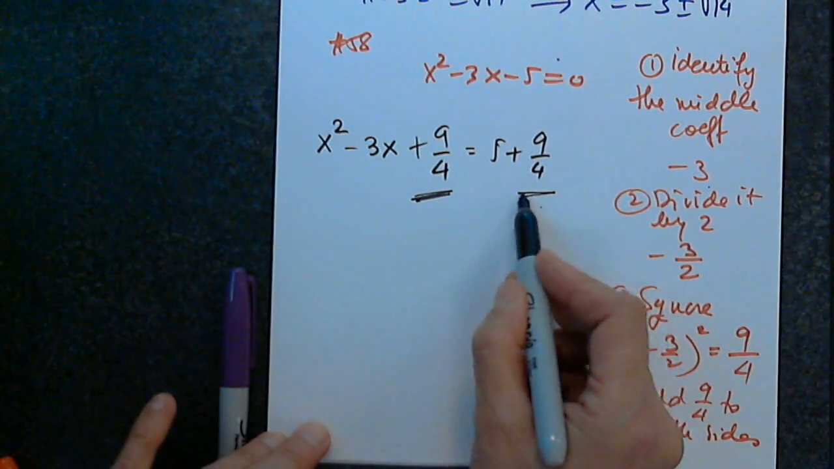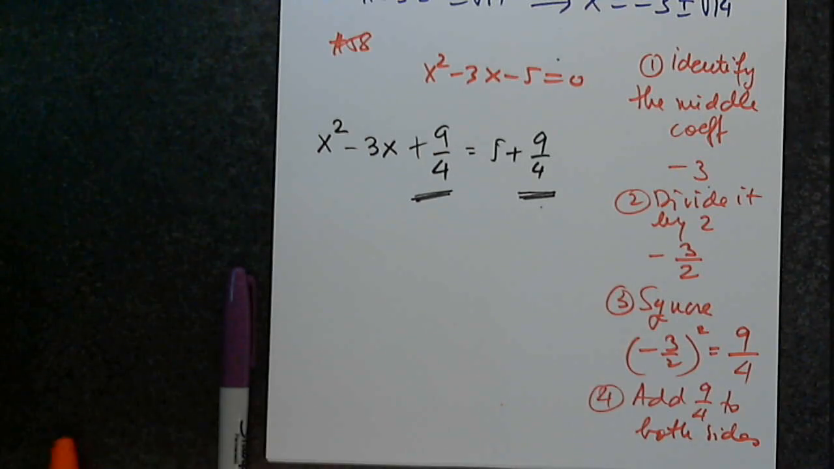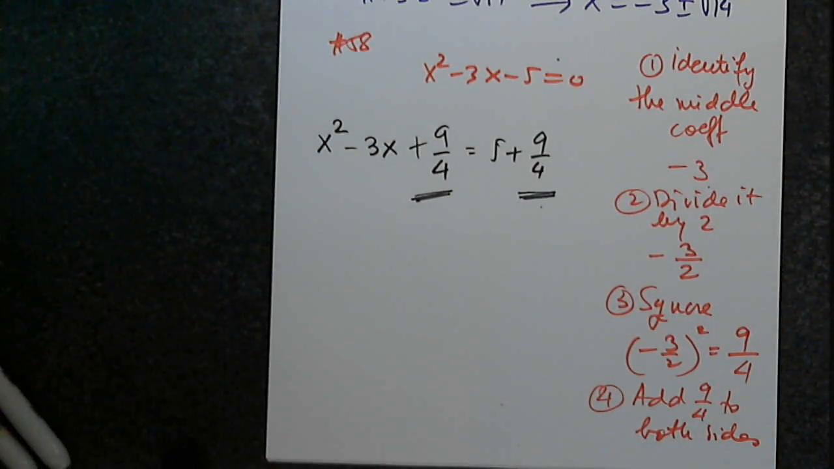Remember, this is absolutely crucial. We're not allowed to add to a balance. Look, I have a balance here, same weight, assuming that they're exactly the same. I cannot just say, okay, this is the same. No, it's not going to be the same. So if I add 9/4 to one side, I must add 9/4 to the other.